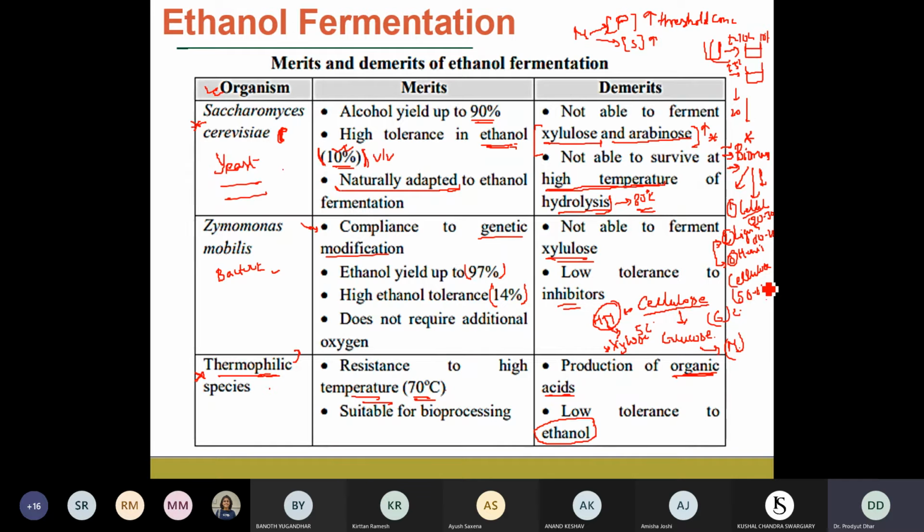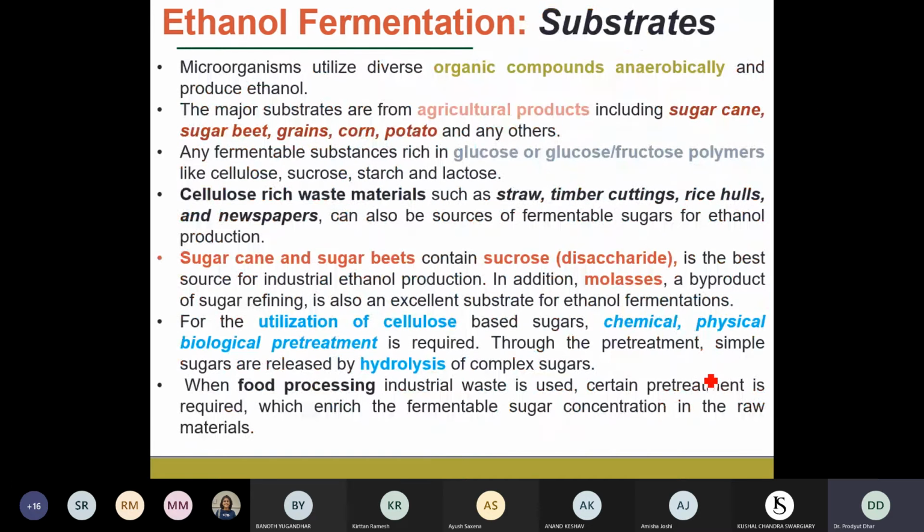and that is why there is now a growing trend to use ethanol as a fuel additive. We will look into how these problems, or these demerits, have been overcome. But before that, we will look into the substrate.